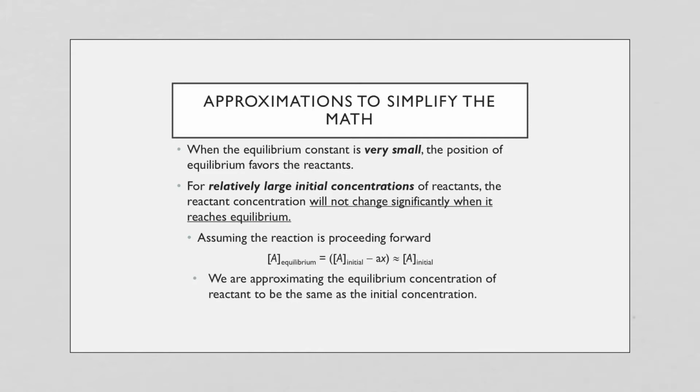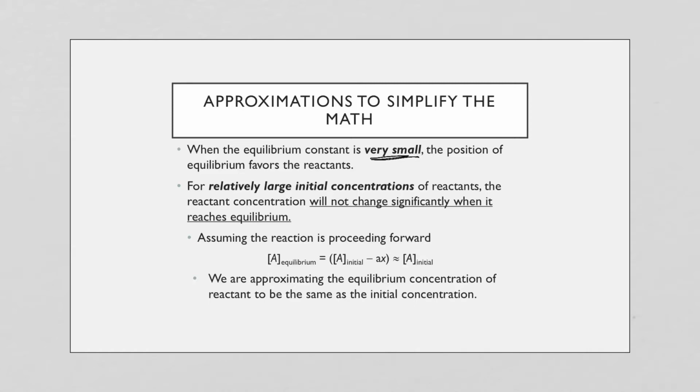So the big criterion we use is that when we have a small equilibrium constant, we know that the position of equilibrium will favor the reactant side. So that means there's not going to be a whole lot of product formation. So the reaction's not going to be moving to the right very much. So the change in product concentration is not going to be very much, and that means the change in reactant concentration is not going to be very much either.